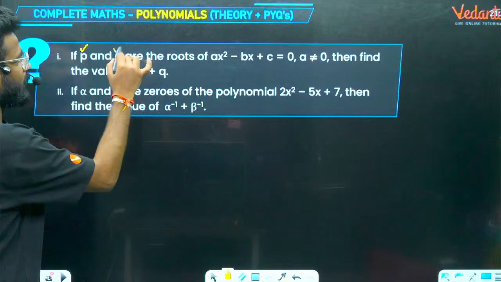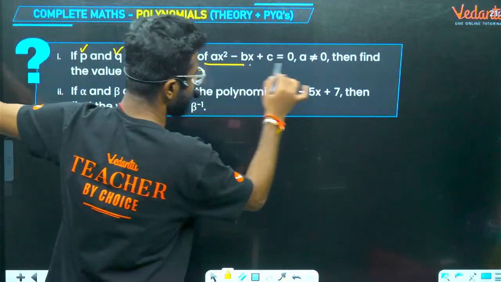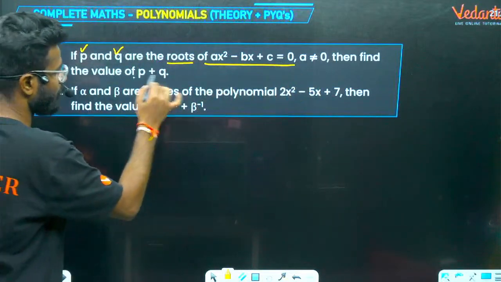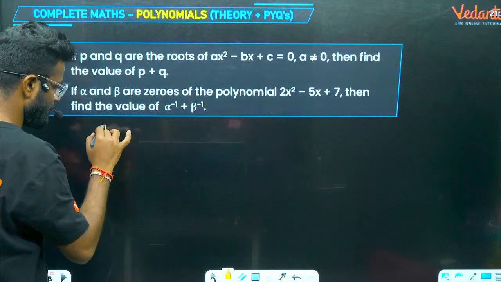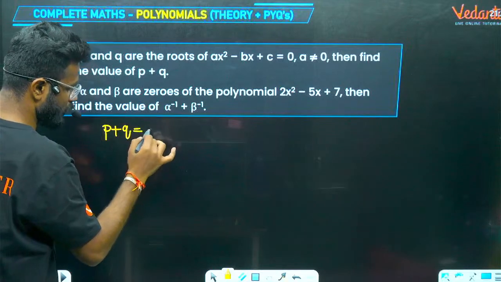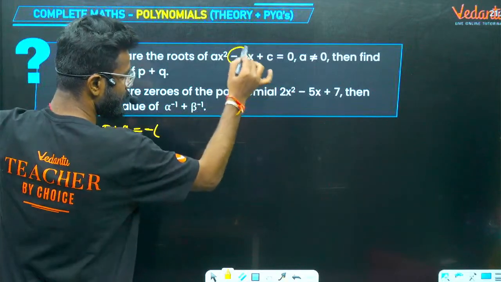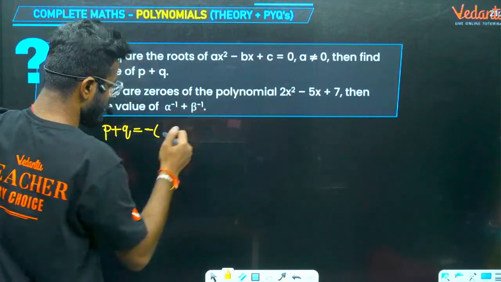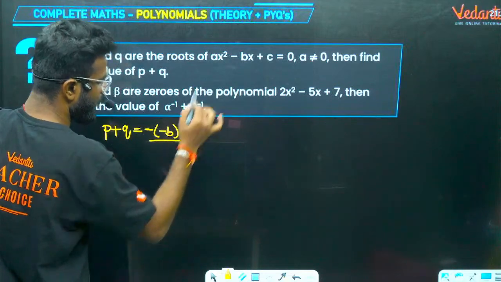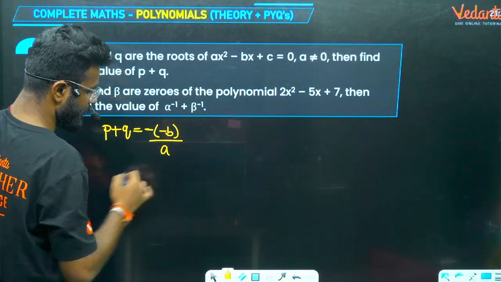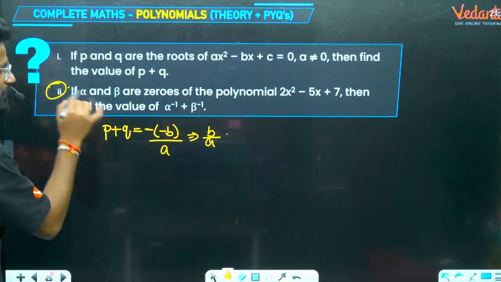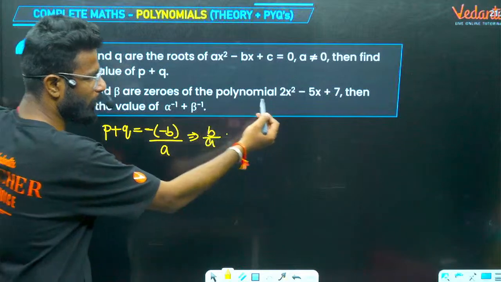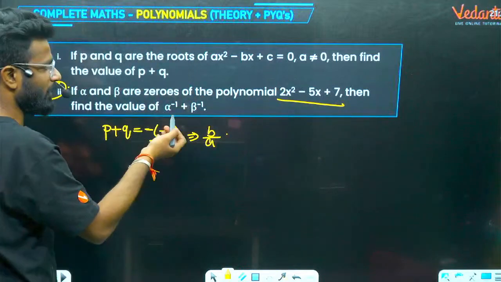If P and Q are the roots of this equation, then find the value of P plus Q. Simple. Minus b by a. P plus Q is equal to minus b, the coefficient of x, upon the coefficient of x square, which is a. So it is minus b by a.